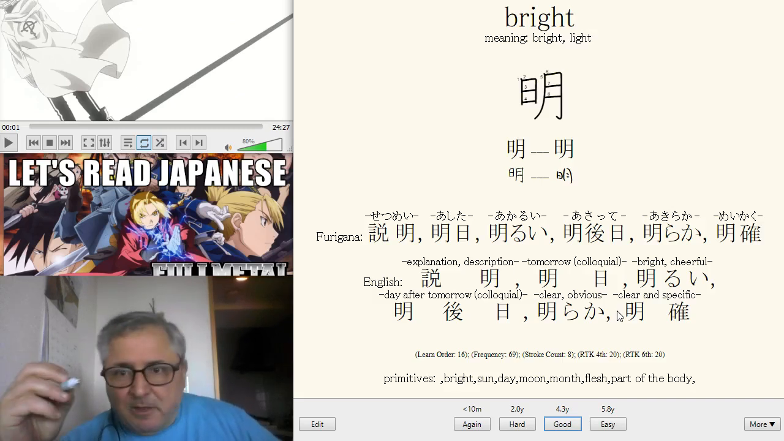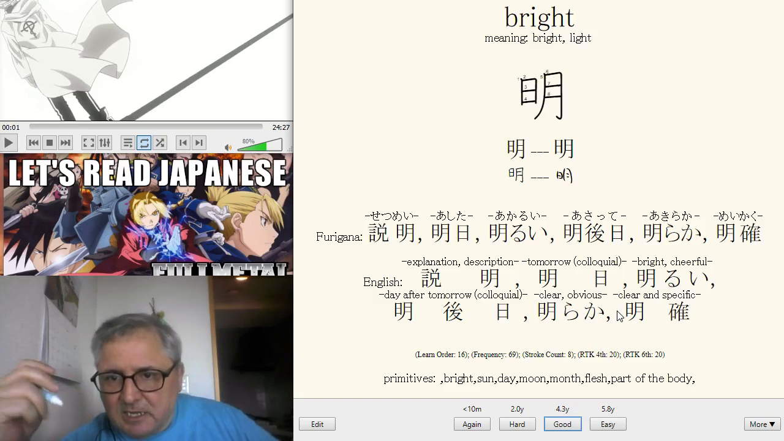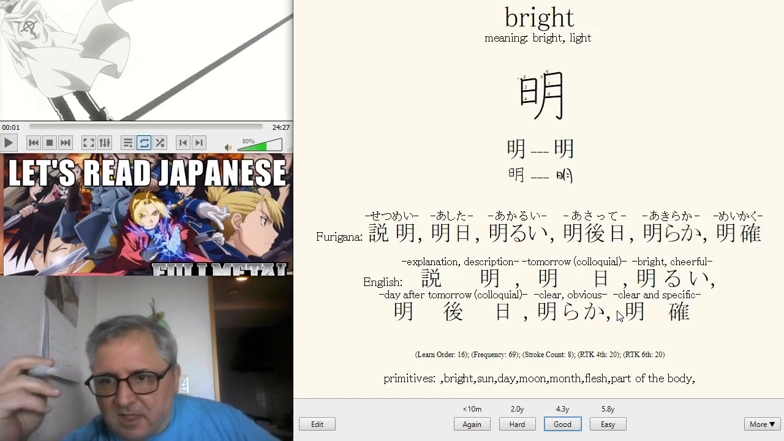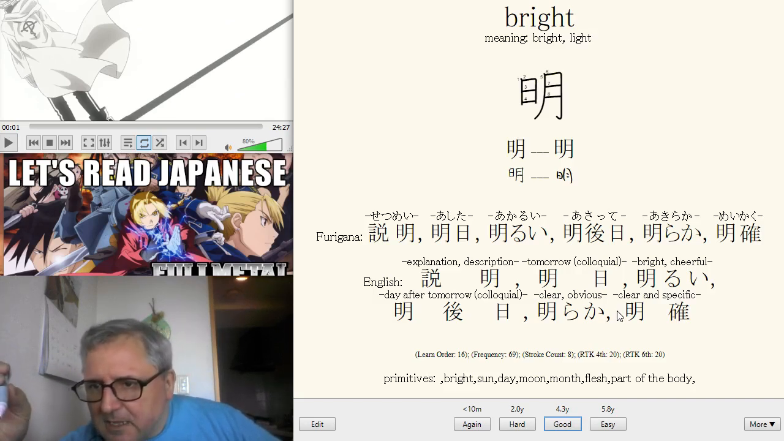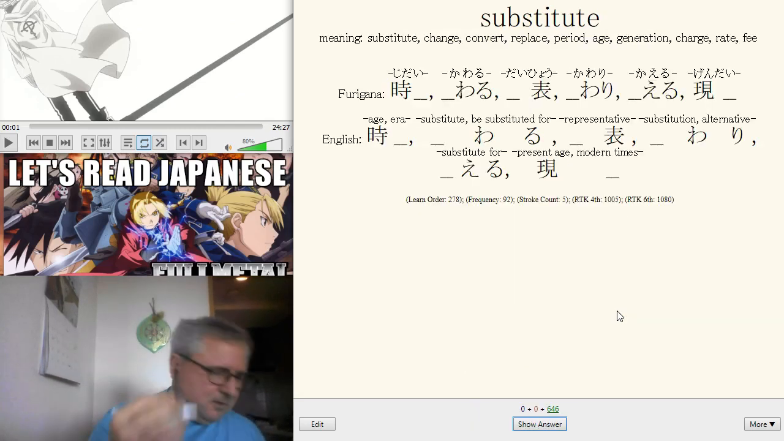Light, or explanation sometimes. Setsumei, explanation. Ashita, tomorrow. Akarui, bright. Yeah, cheerful. Asatte, day after tomorrow. Akiraka, clear. Clear, obvious. Akiraka, meikaku. Meikaku, clear, specific. Cool. Substitute.